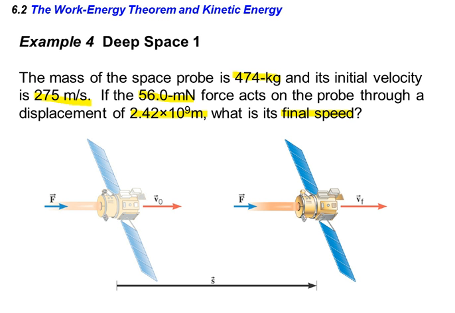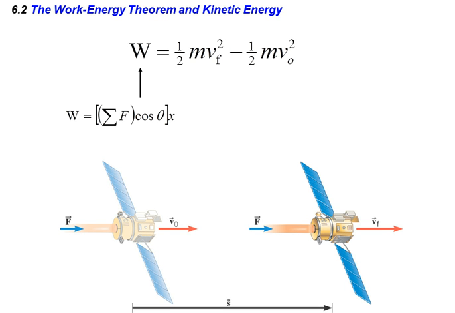So we're going to use the fact that the work done on the object is equal to the change in kinetic energy. So let's calculate the work first. Well, to calculate the work, we need the net force on the object times cosine of the angle between the force and the displacement times the displacement.